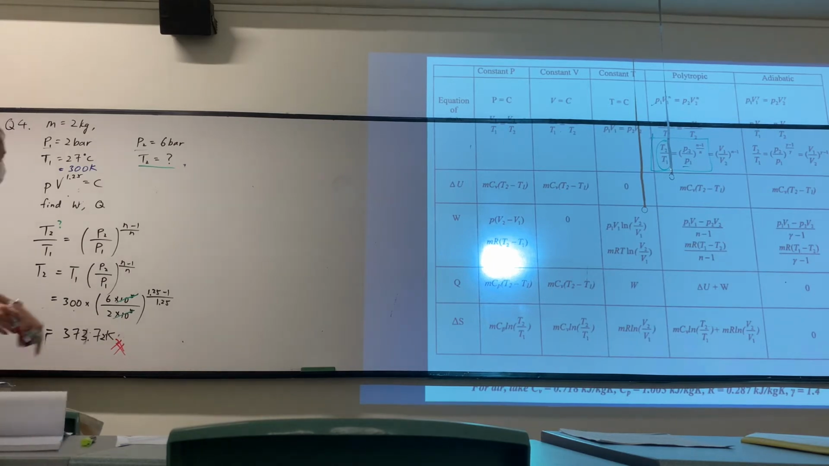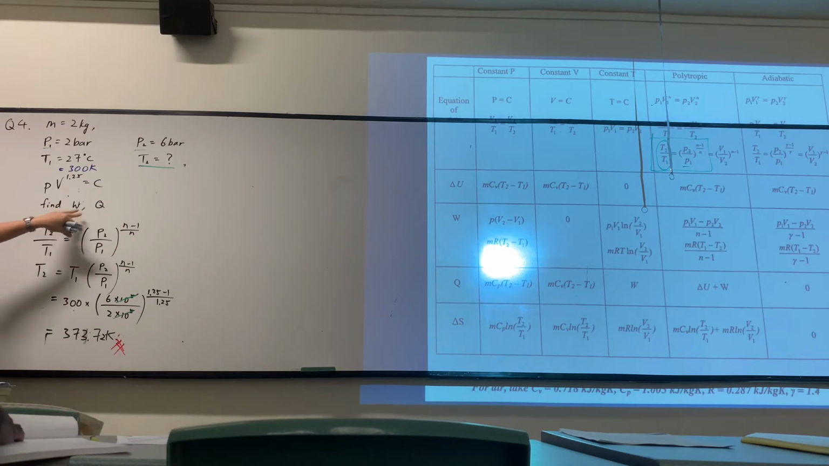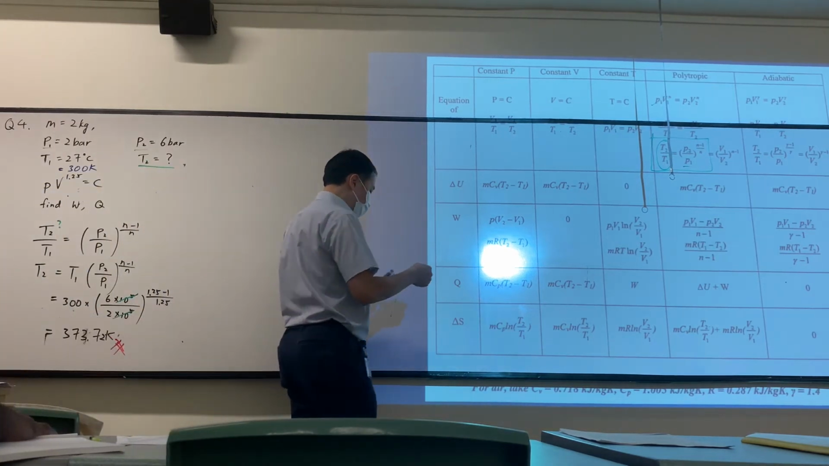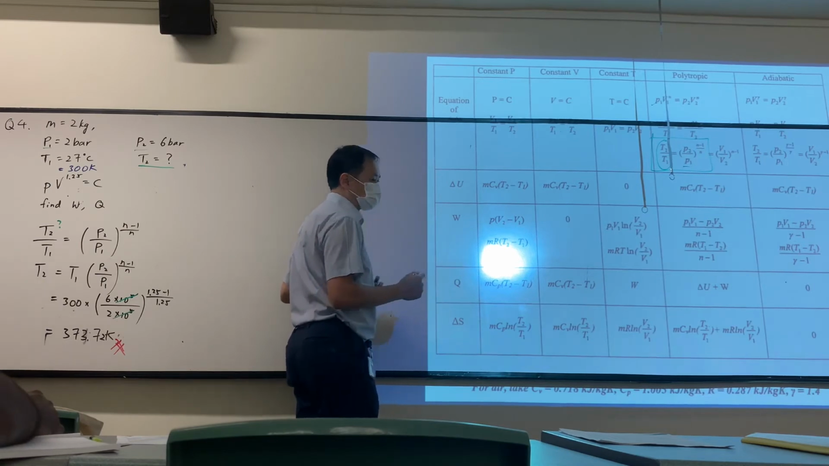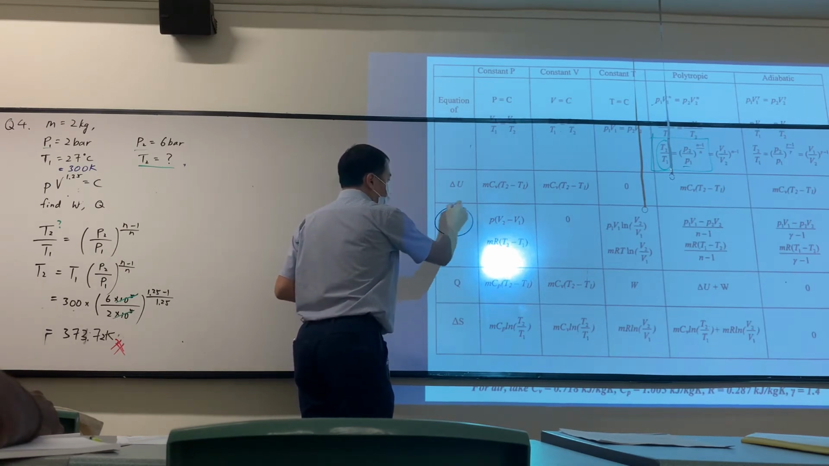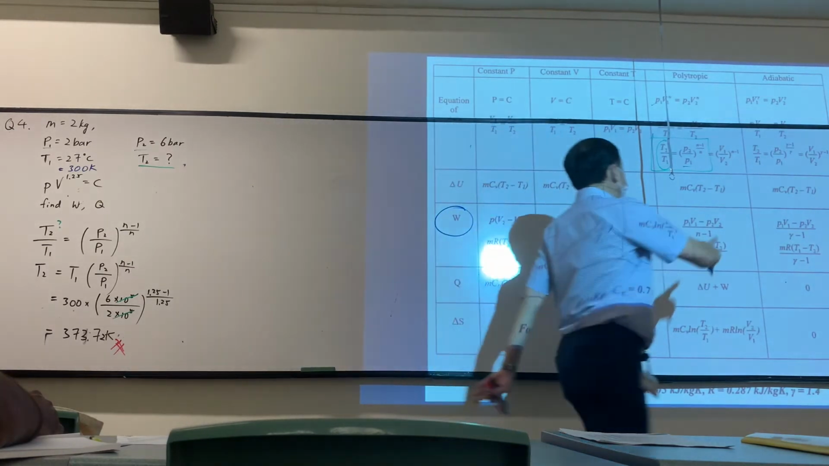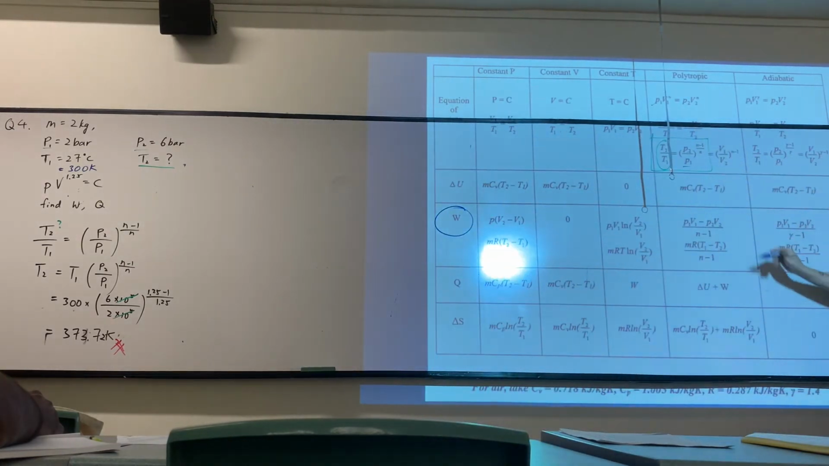Okay, next, I need to find the work done and the heat transfer. Work done, W. For polytropic, I have two options, one on top, one below. Which one do you choose? The one below. Why?